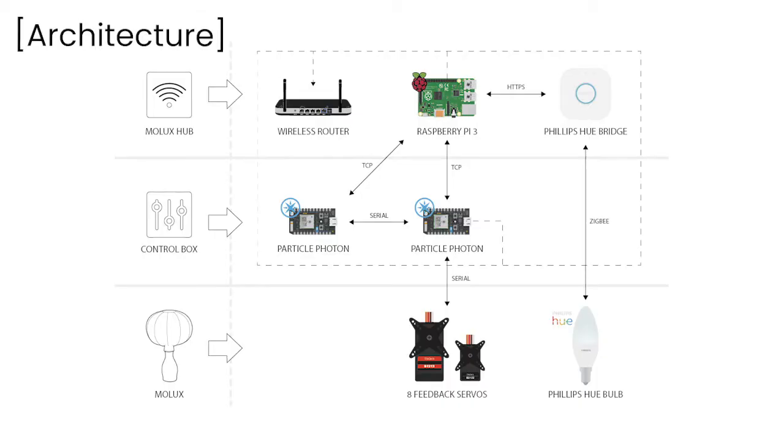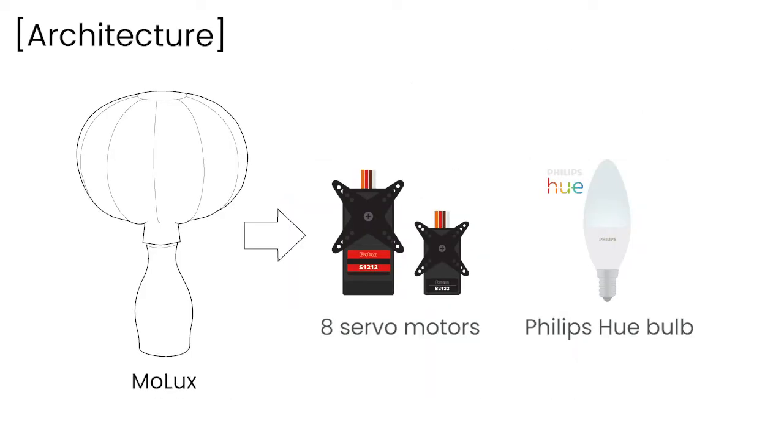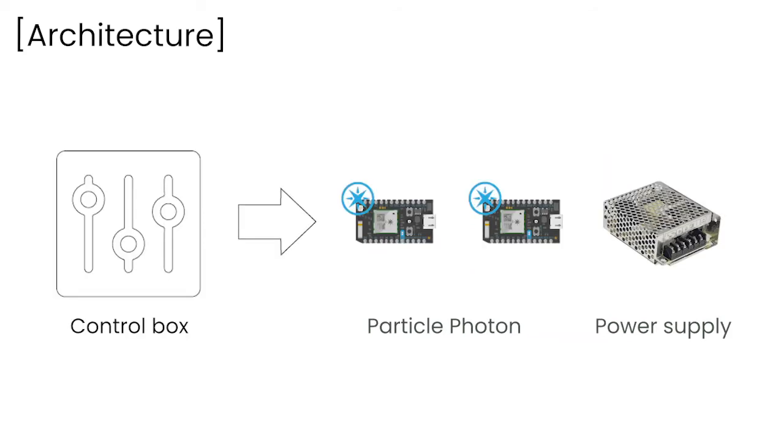3 components are used in the MoLux setup: the MoLux table lamp, a control box, and a hub. In the lamp is a Philips Hue bulb, 4 servo motors for controlling the volume change, and 4 microservo motors for controlling the form change. In the control box, 2 particle photons control the servo motors in the lamp, and the power supply is hidden in the control box as well.